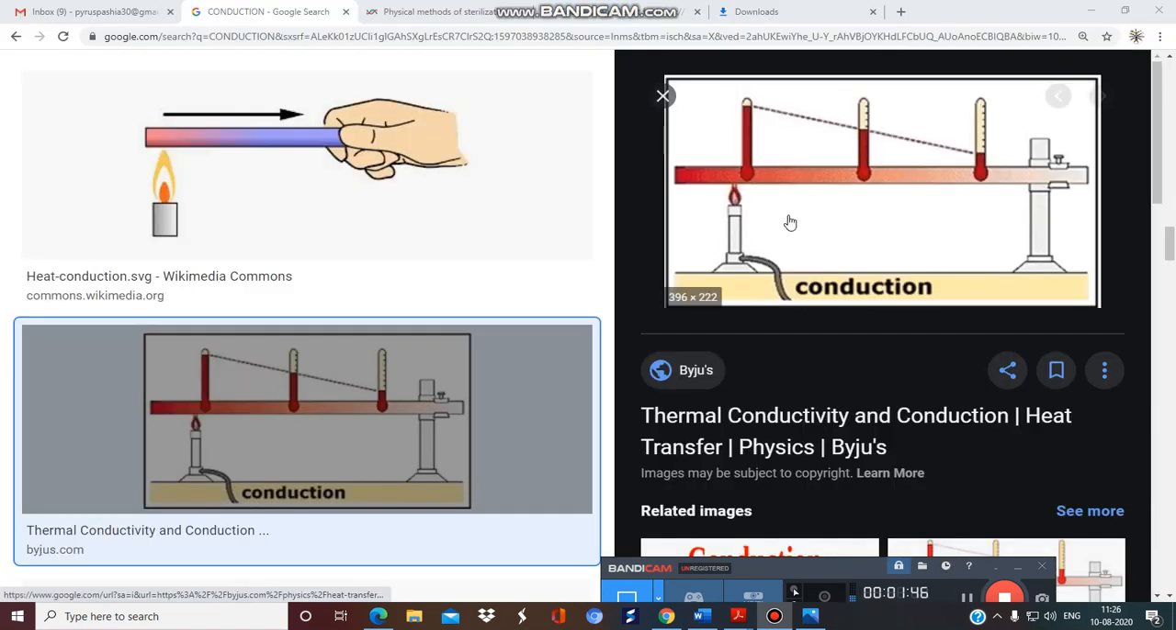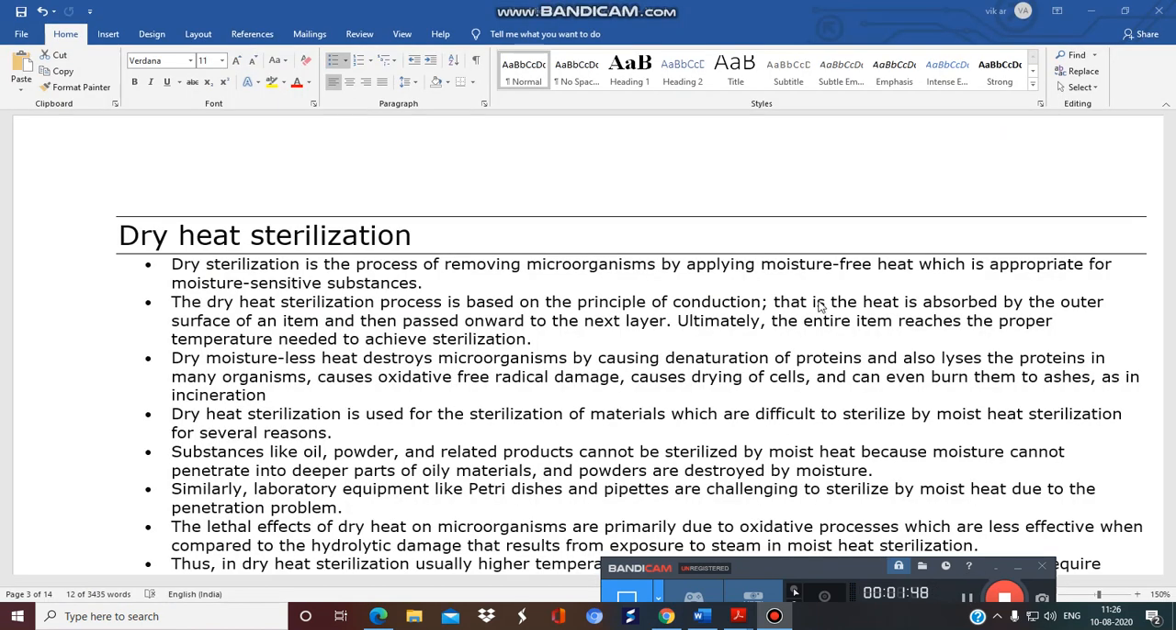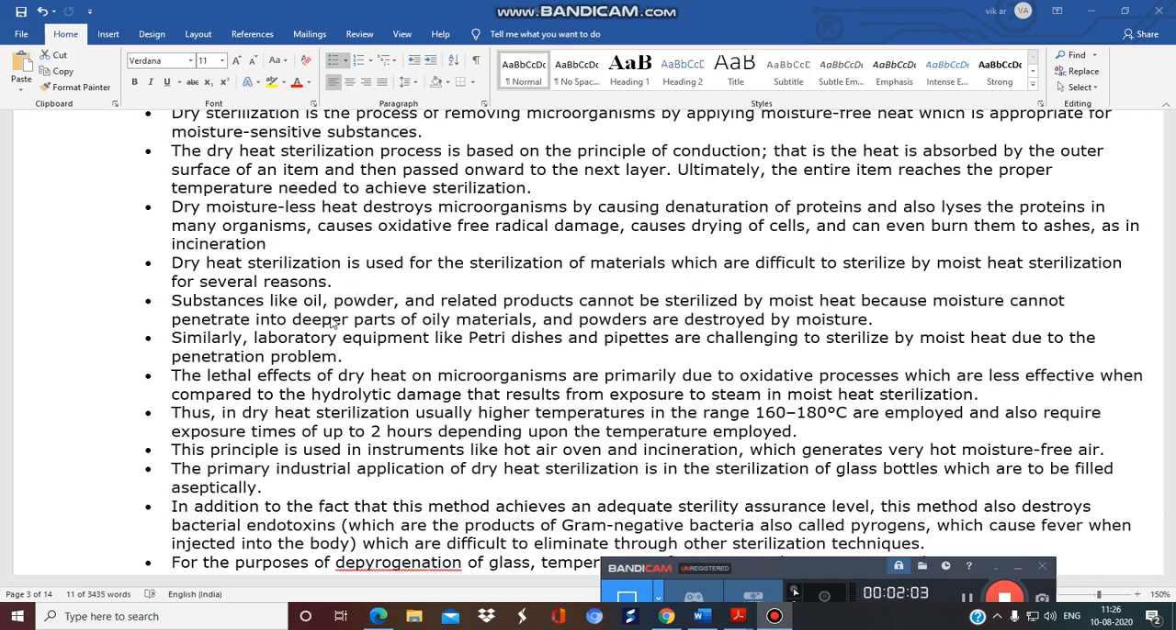See this image of conduction. What is happening here? Heat is absorbed by the outer surface of an item and then passed onwards to the next layer, layer by layer. Ultimately, the entire item reaches the proper temperature needed to achieve sterilization. So, how does it kill microorganisms?